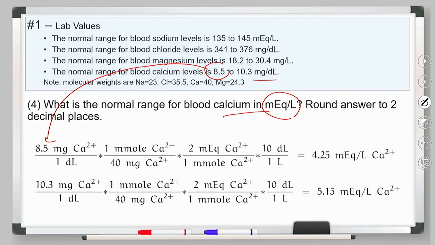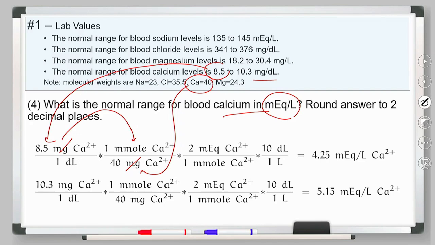So again, I started with 8.5 milligrams per deciliter. I want to go from milligrams to millimoles as my first step. What's my relationship? Every 1 millimole is equivalent to the formula weight in milligrams. So for every 1 millimole, there are 40 milligrams. So I need to divide by 40 to cancel milligrams, and now I'm in millimoles.